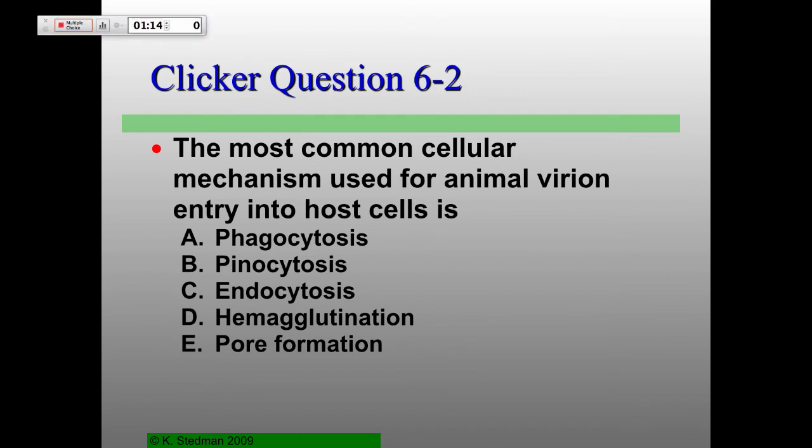So the most common cellular mechanism used for animal virion entry into host cells is phagocytosis, pinocytosis, endocytosis, hemagglutination, or pore formation. Still, we're aiming for 100% here. And feel free to discuss. You've got another 50 seconds to talk to your neighbors.